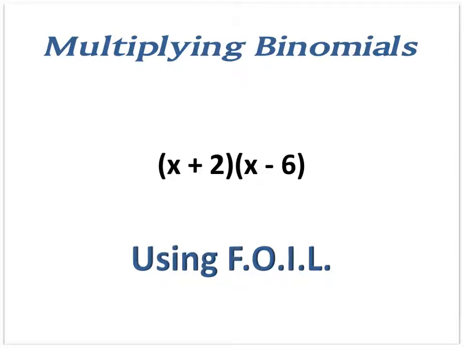Multiplying binomials using the process commonly referred to as FOIL. FOIL is just an acronym that stands for the process first, outer, inner, last. It's just an easy way to help us remember an order by which we can distribute one binomial through another.